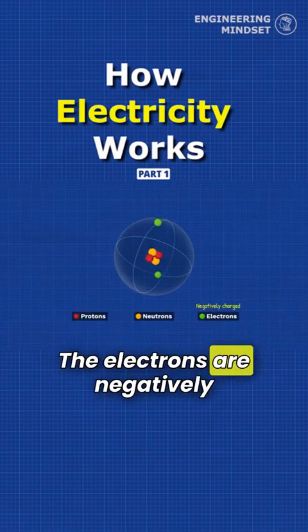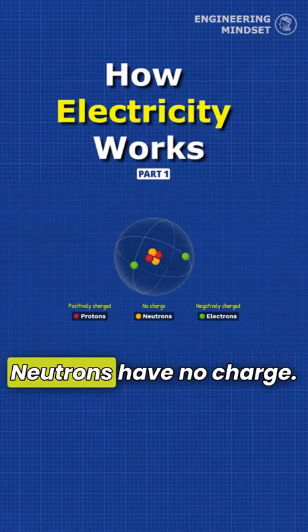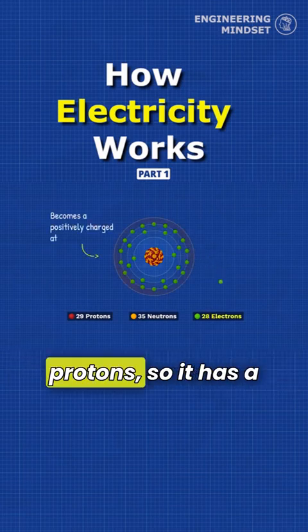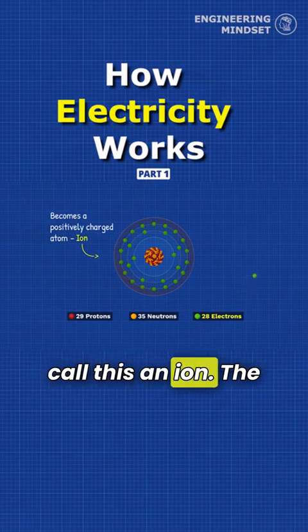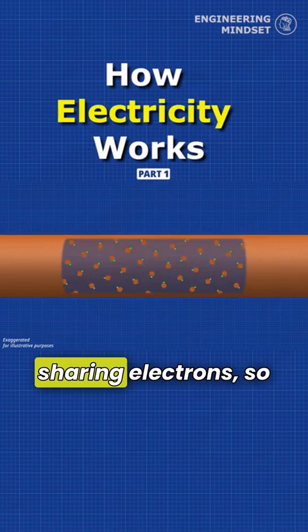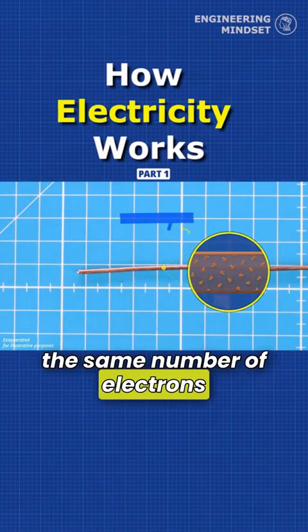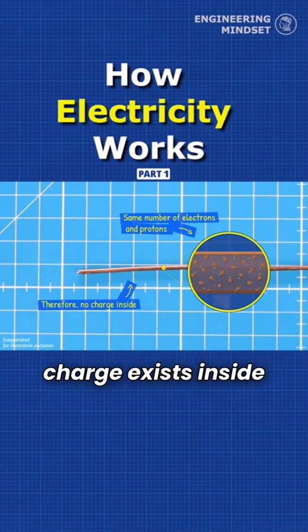The electrons are negatively charged, and the protons are positively charged. Neutrons have no charge. When an electron leaves the atom, there are more protons, so it has a positive charge, and we call this an ion. The copper atoms are all sharing electrons, so inside the wire, we have the same number of electrons and protons. Therefore, it is balanced and no charge exists inside the wire.